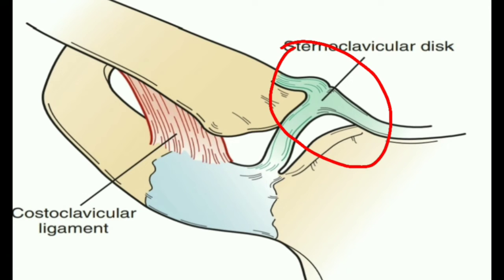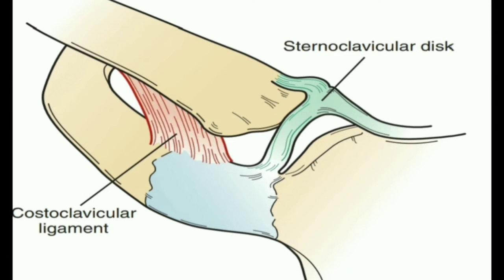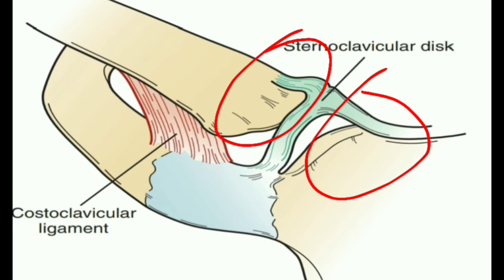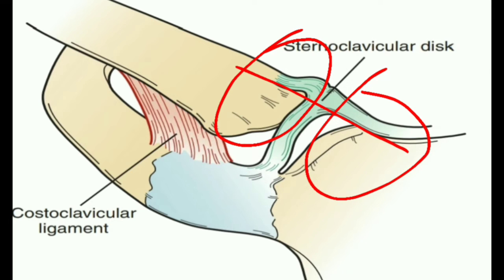So the disc increases the contact between both the bones. Therefore, it increases the congruence. So that is the first function of stability. That is, it provides stability by increasing the congruence of the joint.